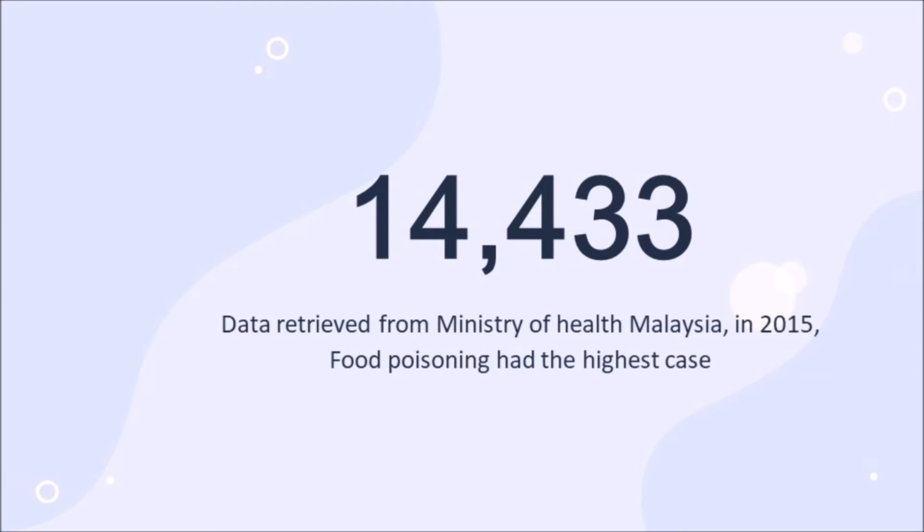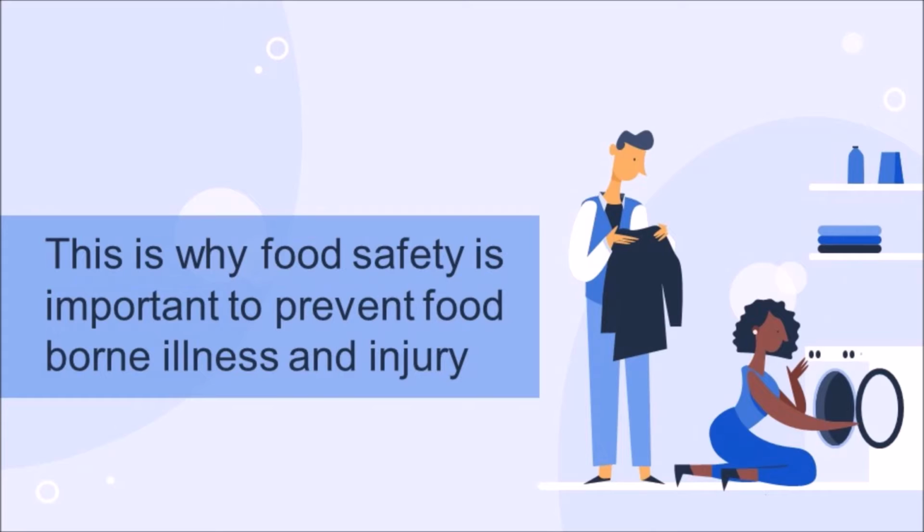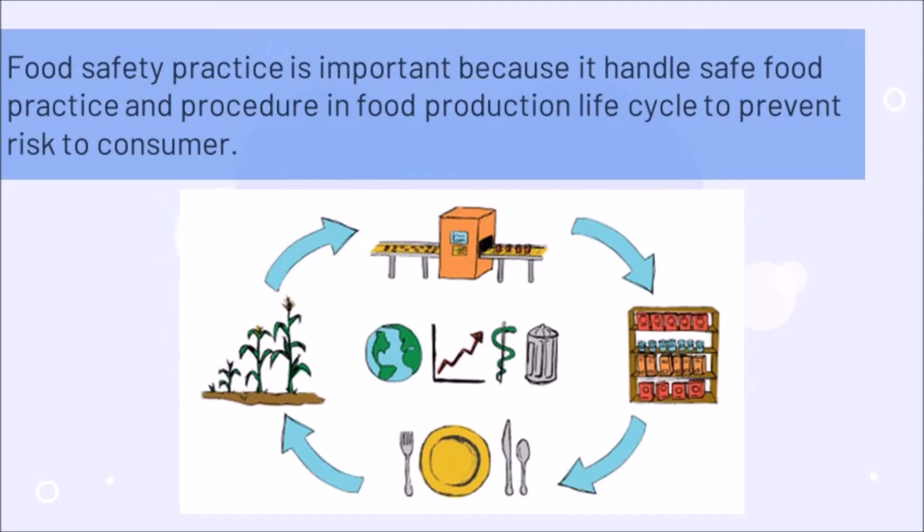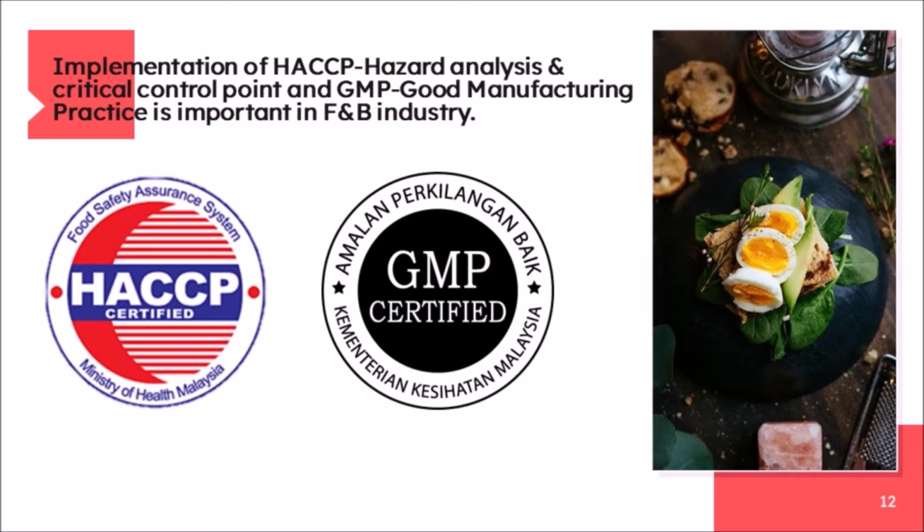According to data retrieved from the Ministry of Health Malaysia in 2015, food poisoning had the highest number of cases, with 14,433 cases. This is why food safety is important to prevent foodborne illness and injury. It can lead to stomach flu such as nausea, vomiting, diarrhea, and a few other symptoms. Food safety practice is important because it handles safe food practice and procedure in the food production life cycle to prevent risk to consumers.